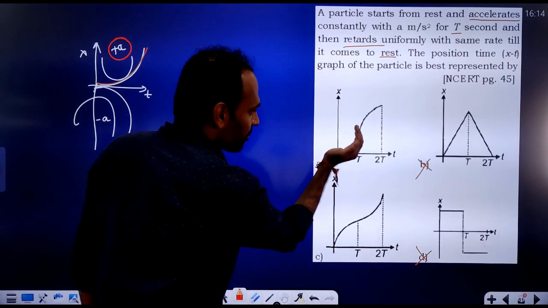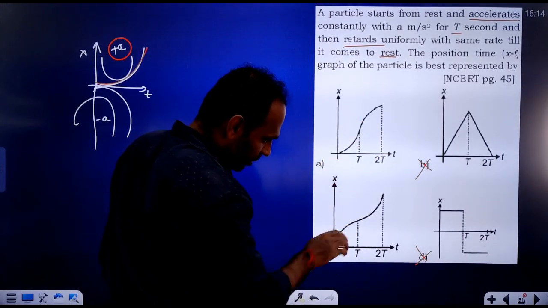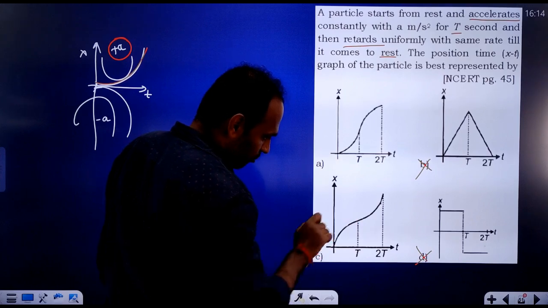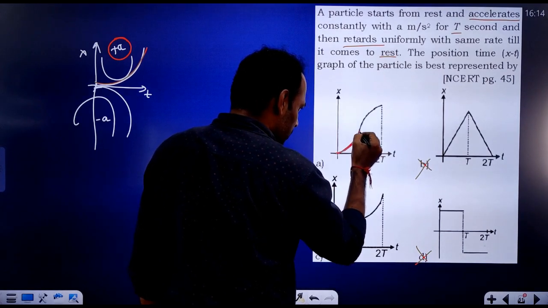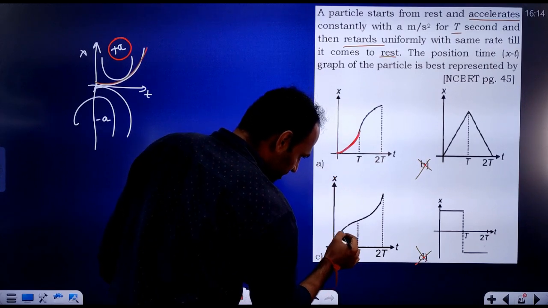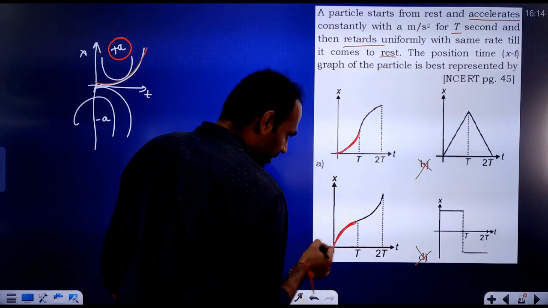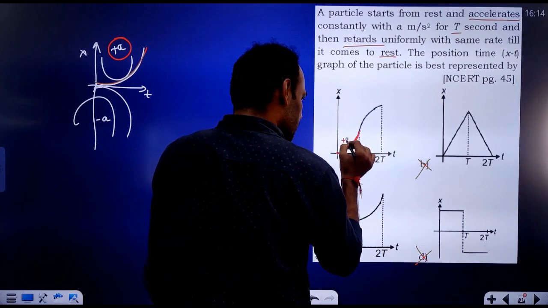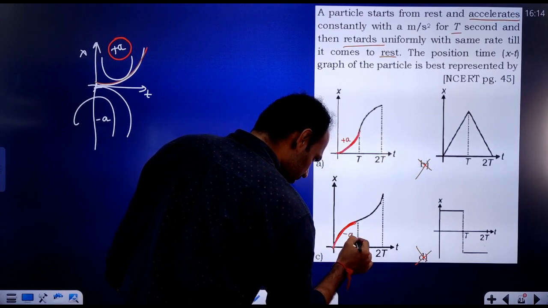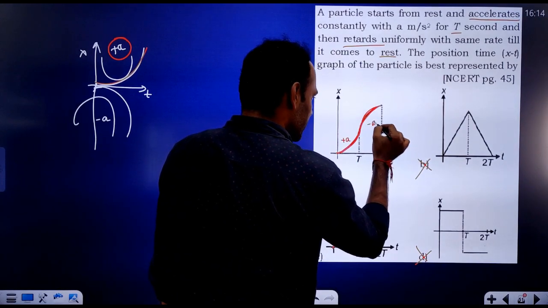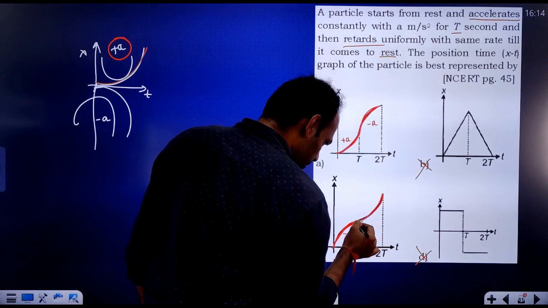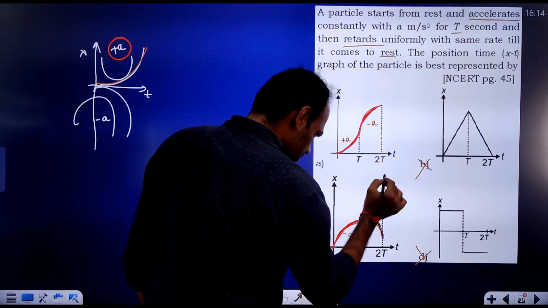So here it is an upward parabola, and here it is a downward parabola. Up till the time t, this is a downward parabola. So it represents negative acceleration, and then it is an upward parabola. An upward parabola indicates positive acceleration, and a downward parabola indicates negative acceleration.